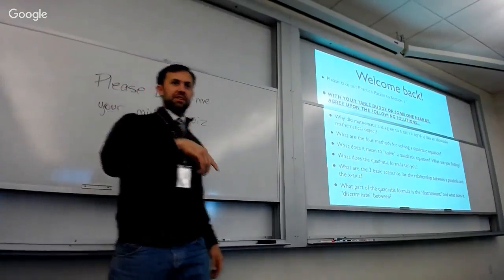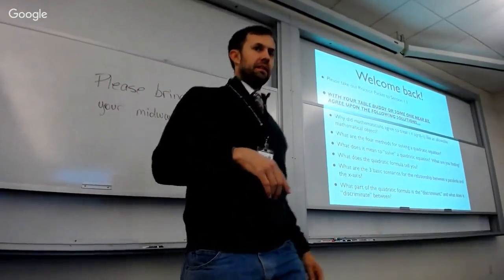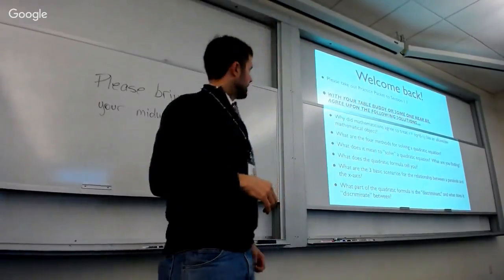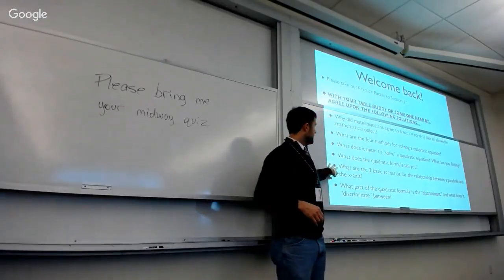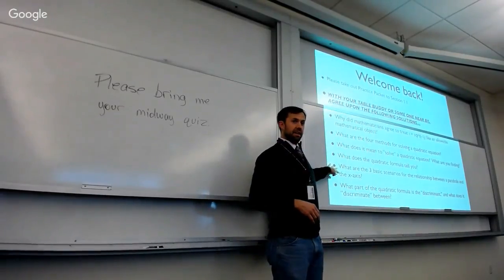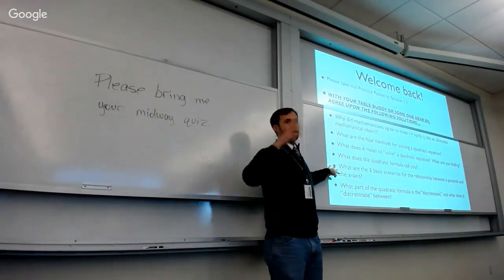Anthony, did you have a question? Yeah, I think I might have broke something down wrong for the 3 different parabolas. Yeah, what are the 3 basic scenarios for the relationship between a parabola and the x-axis? Is that the question? Yeah. Is one of them where b squared minus 4ac is greater than 0? Yep. One is greater, one is less, and one is equal.